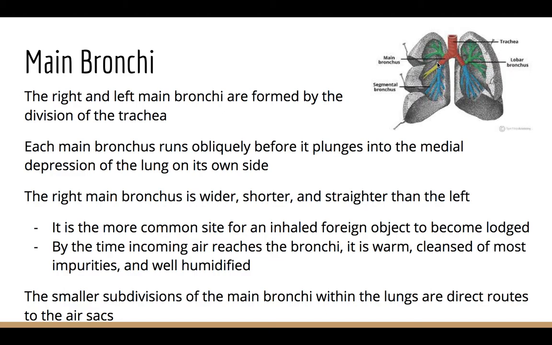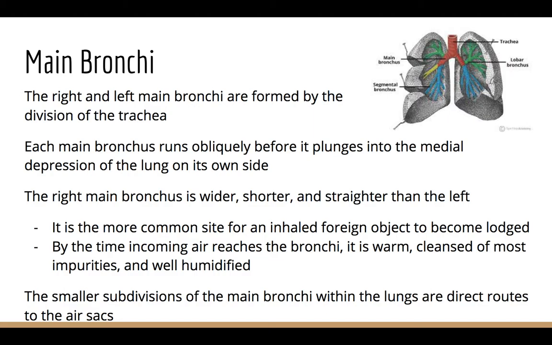Each main bronchus runs obliquely before it plunges into the medial depression of the lung on its own side. The right main bronchus is wider and shorter and straighter than the left. So here's the main bronchus. It is wider, you can kind of tell. It's kind of hard to tell from this picture. It is the more common site for an inhaled foreign object to become lodged.